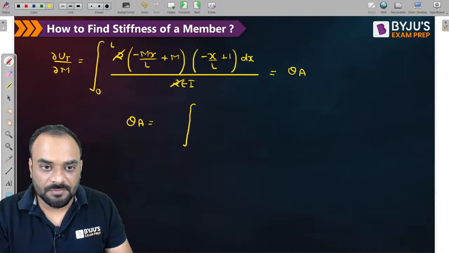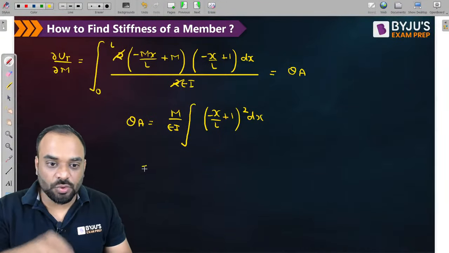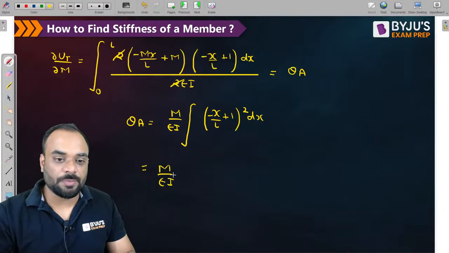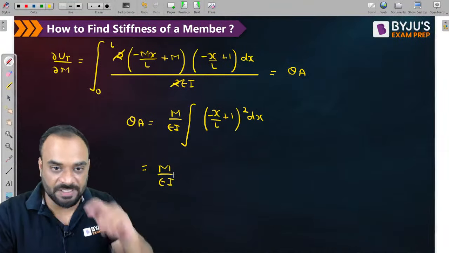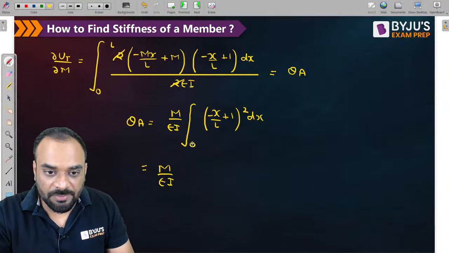integration M by EI bracket minus x by L plus 1 whole square and dx. Now let's do the integration once again guys so that we can find out the rotation at support A, and then we will use the concept of stiffness to find out the value of stiffness again for far end is hinge or roller. So the limit is 0 to L.